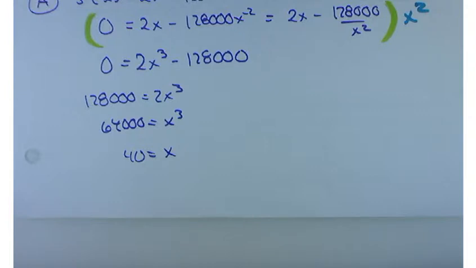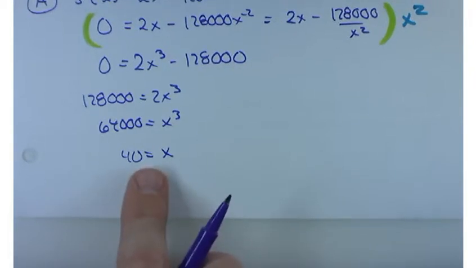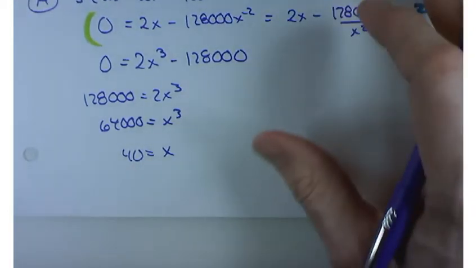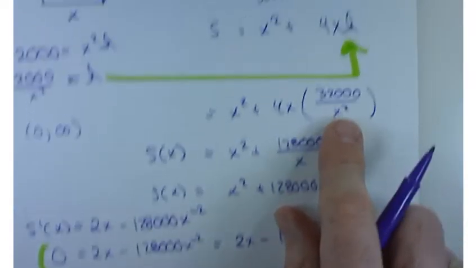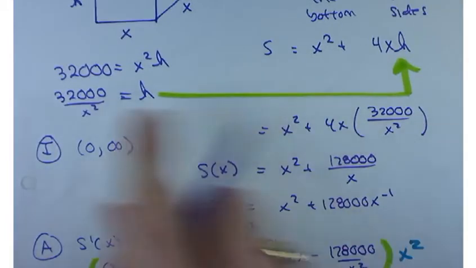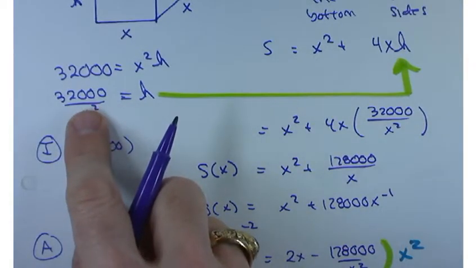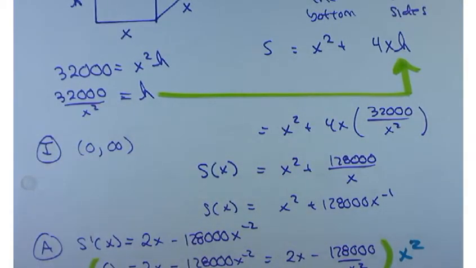And you're looking at me like, what do you mean, almost done? Aren't we done? No. Because remember the problem asked for the dimensions of the box, right? This is just the base. How are we going to find the height? Yeah, you're going to go back up to here, right? 32,000 divided by x squared. Drew?